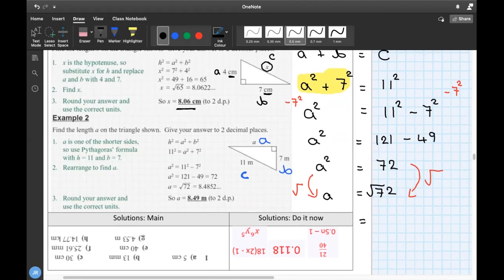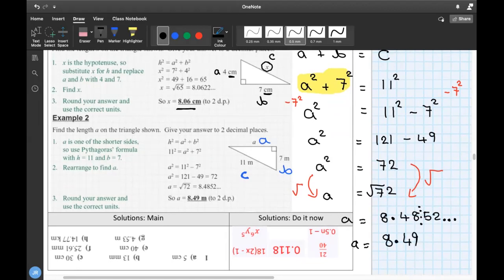So if you put that into your calculator, root 72, you'll get this long decimal number, 8.4852... In the question there, they asked you to round it to 2 decimal places. So let's do that. We need to look at the value after the second decimal place, which is a 5. 5 and above, we will give it a shove. So we give that 8 a shove up to a 9.